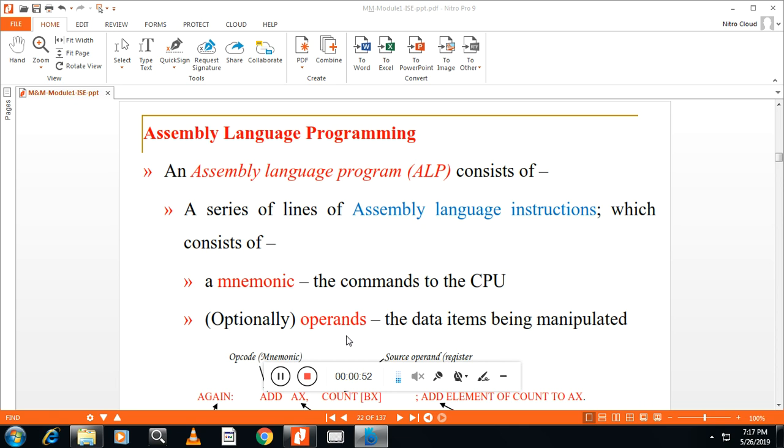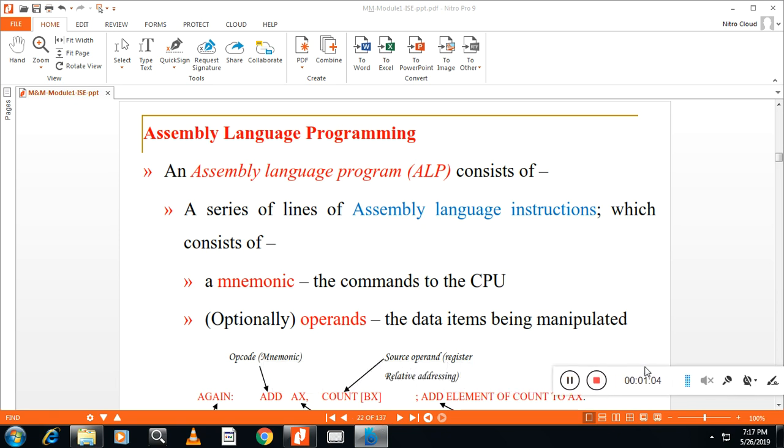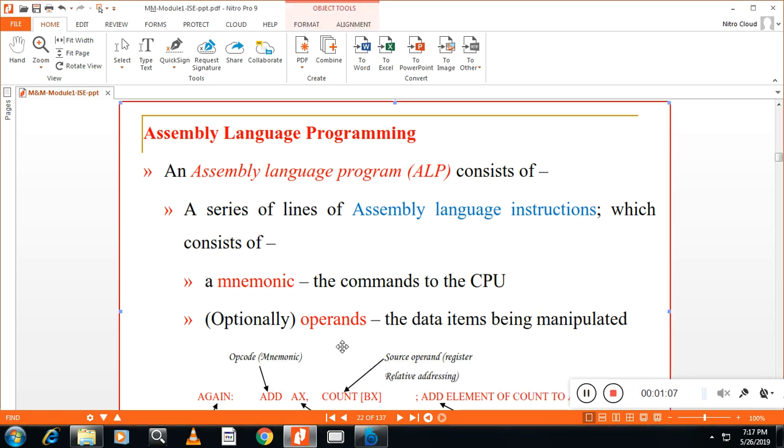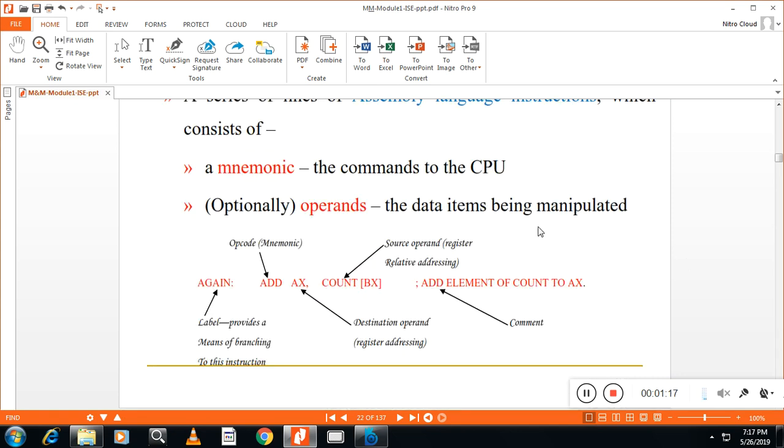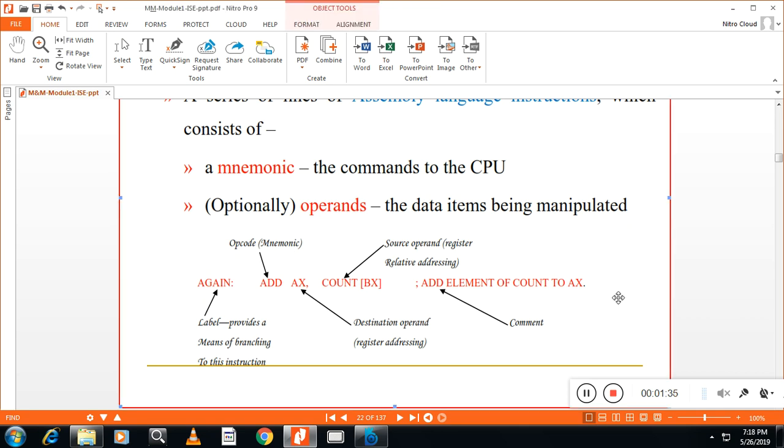For example, if I write ADD AX, BX, that will add the content of BX to AX and show the result in AX. So here ADD is called the opcode. AX and BX are the operands, and other than that you can write a comment. You can write a label. So this is the entire instruction of an assembly language program. This is the instruction structure of an assembly language program. So please remember this one.